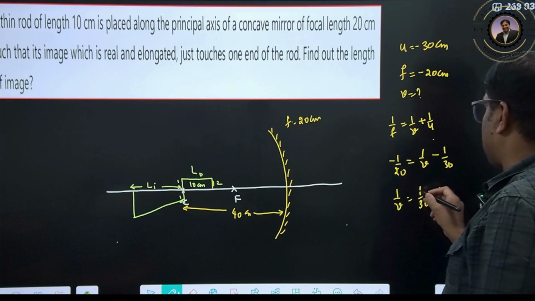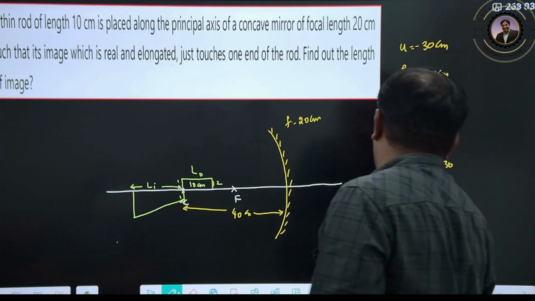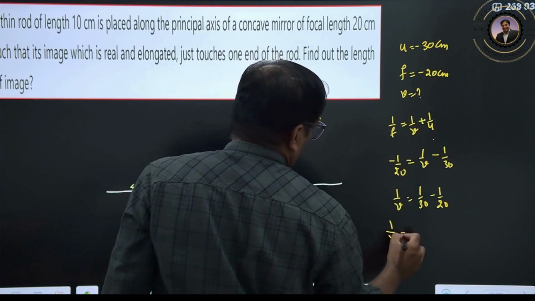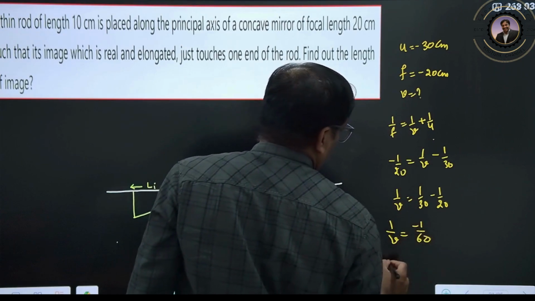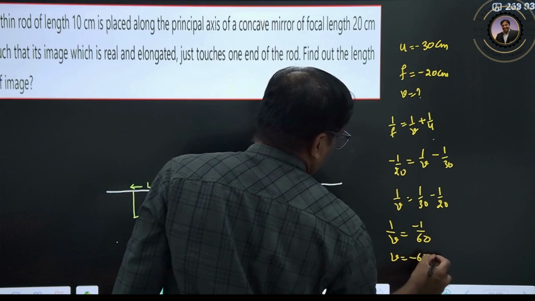Therefore, I can make it 60. So, 2 and 3 I can multiply it. So, 1 by v is 2 minus 3, therefore minus 1 by 60. So, that means v is equal to minus 60 centimeter.